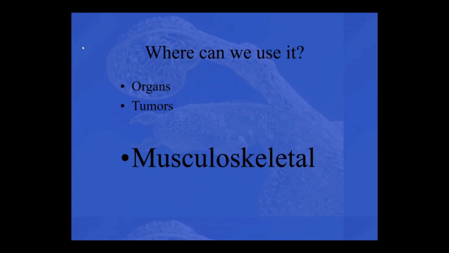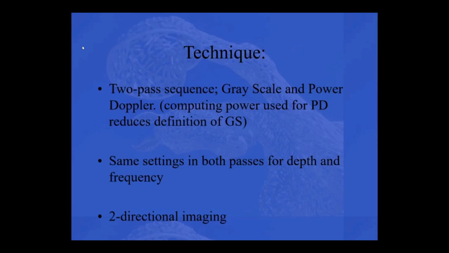What can we use it for? Well, in general, in human medicine, it's used a lot for organs and tumors. I'm very interested in musculoskeletal, so I used it for that. And I have to say, it's quite easy to use. Let's go a little bit about technique, how you do it. What I always do is a 2-part sequence. I first use my standard ultrasound techniques to just image the structure that, to me, is important to look at. And then I go with power Doppler.